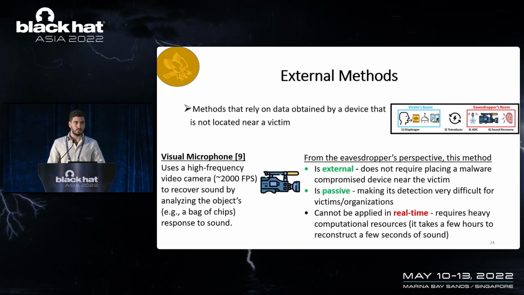The visual microphone is an attack that was suggested by a group of scientists at MIT 8 years ago. This group suggested that they can use a high-frequency video camera to recover sound by analyzing the object's response to sound. They showed that they can analyze the vibrations on a bag of chips to recover the sound played near this bag of chips. This method's greatest advantages are that, again, it's external and it's passive, making it harder for victims to detect this attack. However, this method cannot be applied in real time because it requires a lot of computational resources to reconstruct just a few seconds of sound.